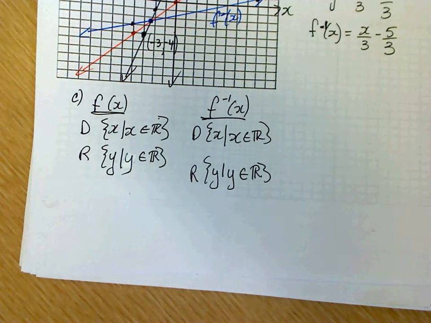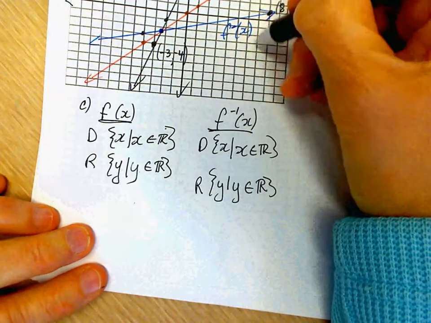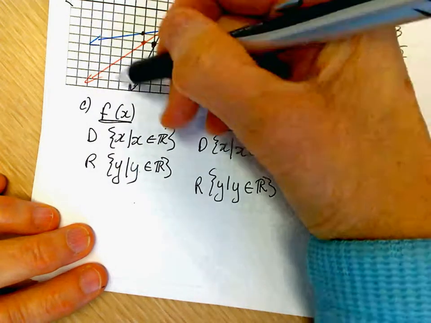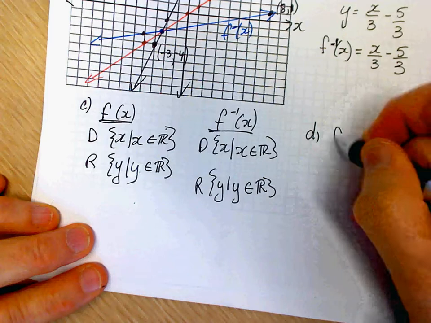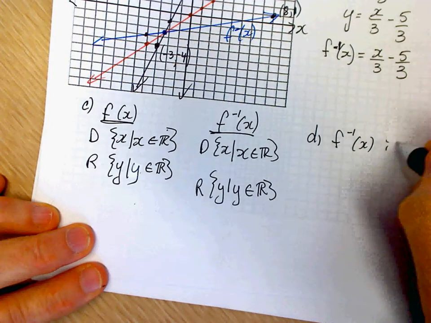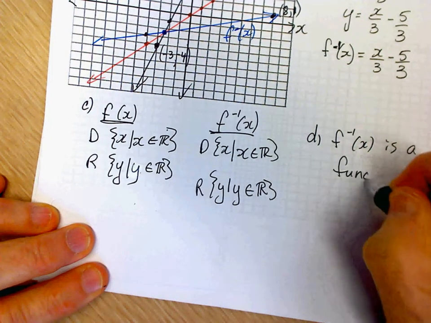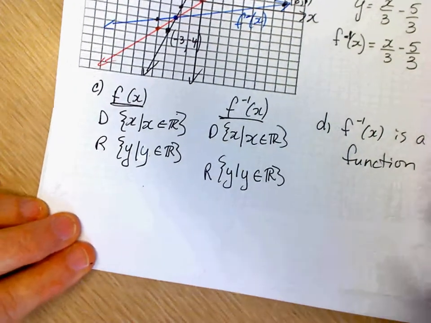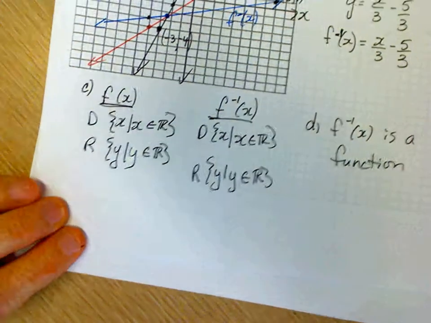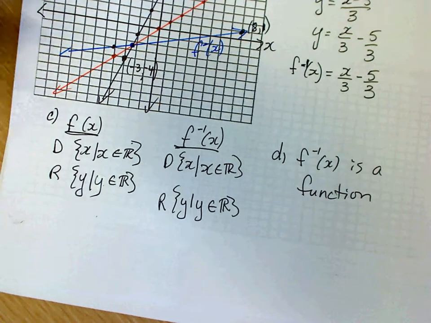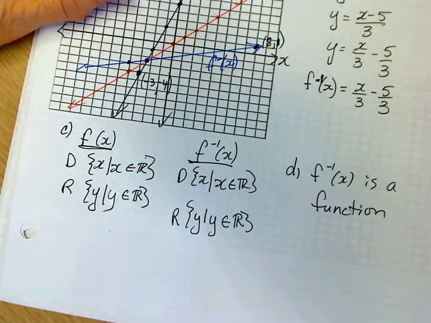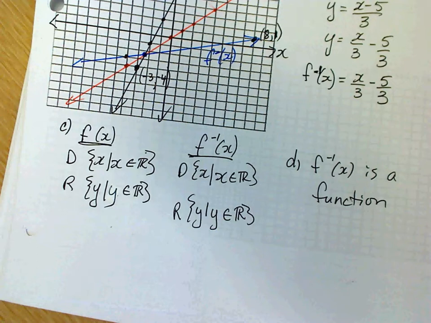Can you tell me, is the inverse a function? The inverse, which is the blue line, passes the vertical line test. So f minus 1 of x is a function, so we don't have to worry about restricting any domain on the original function. So that was a simple example. Now we have to do a harder example.